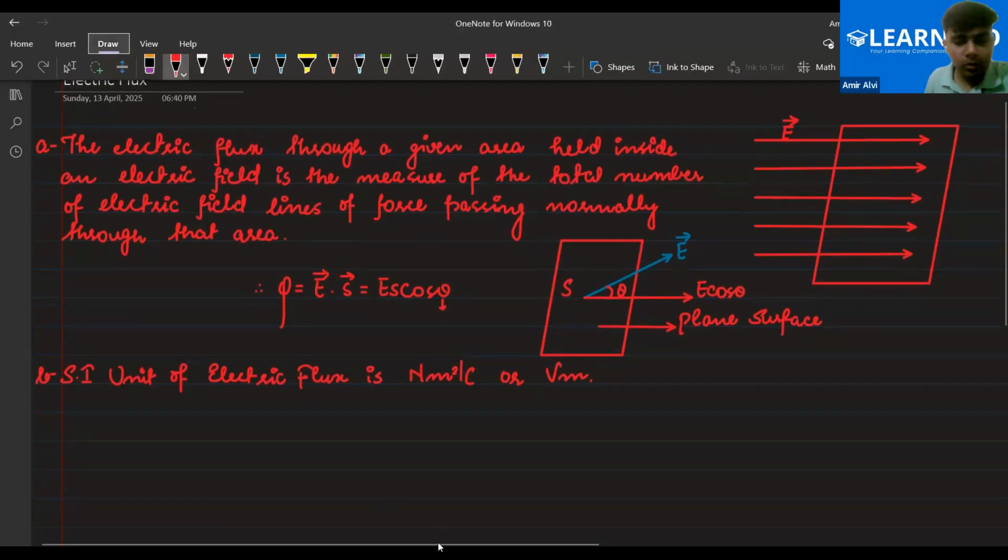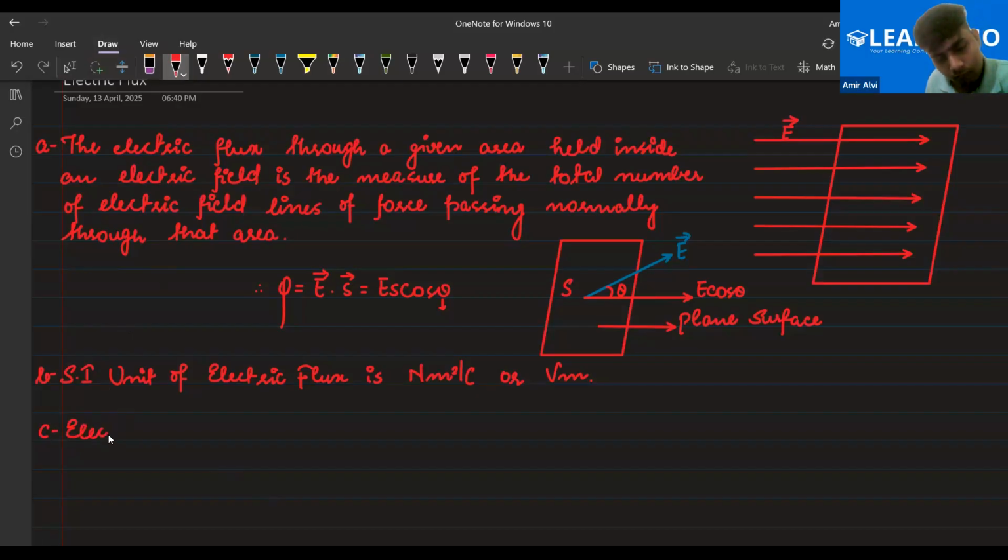The last thing about electric flux is that it is a scalar quantity. Yes, it's clear.